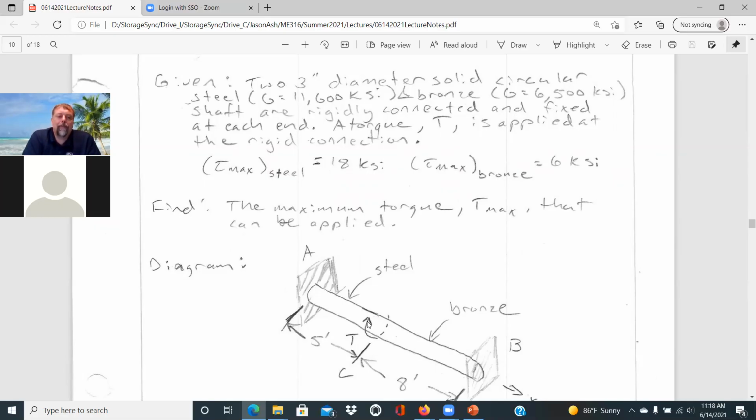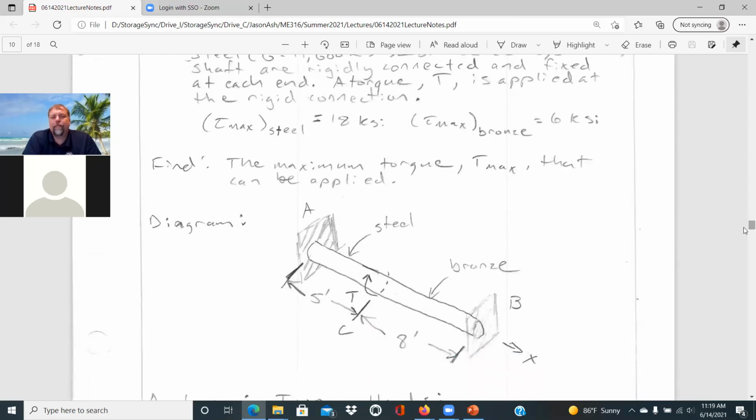Because if you were to draw a free body diagram, if you cut both sides, you would have one torque applied and then the unknown torque in the steel and the bronze. So we have essentially one equation and 2 unknowns, just like we saw with statically indeterminate for axial loading. What makes this problem difficult is that the torque is not given.